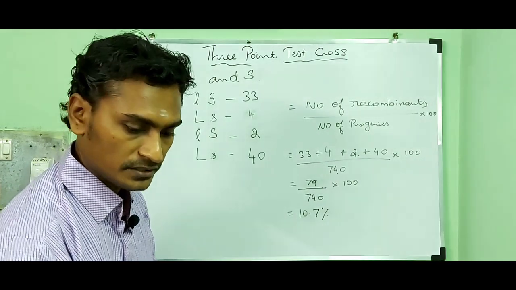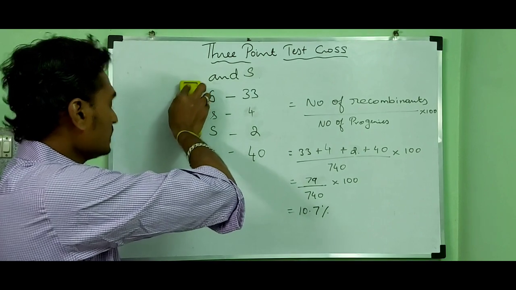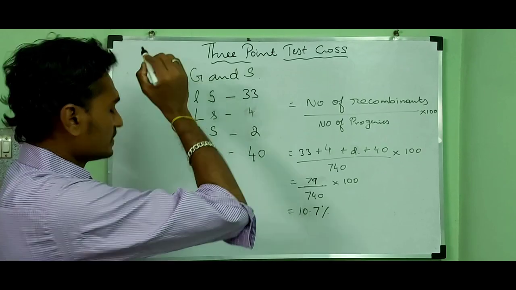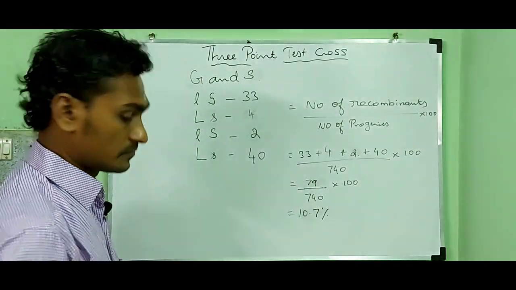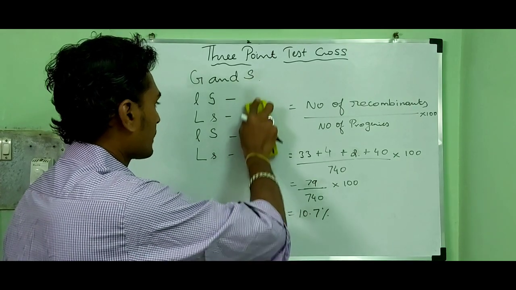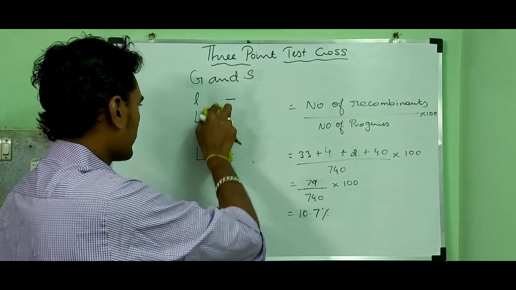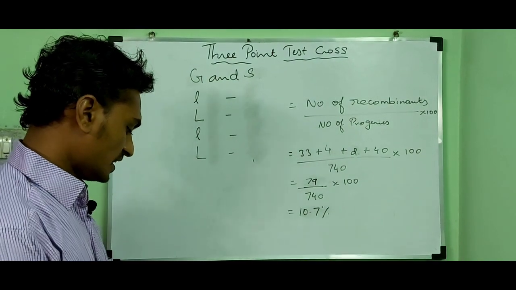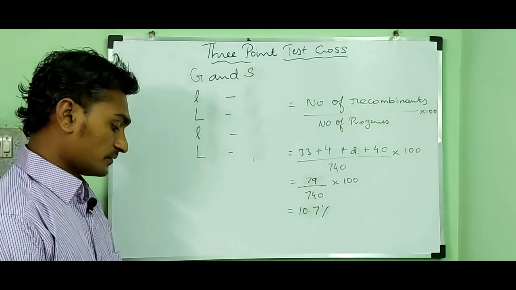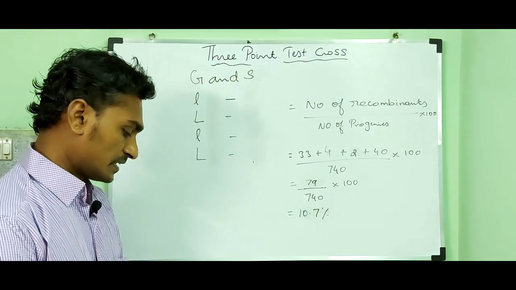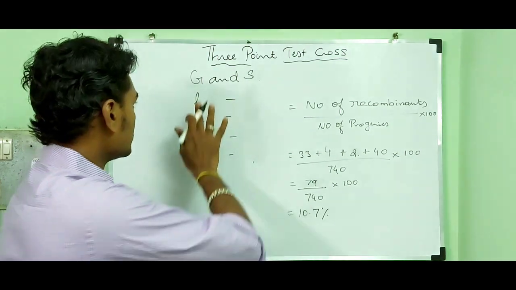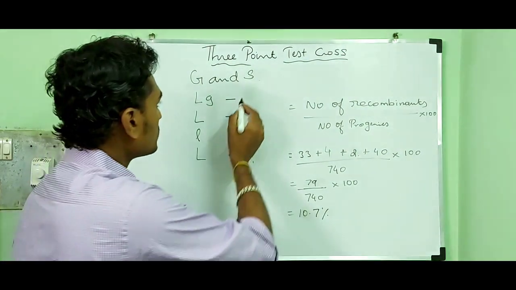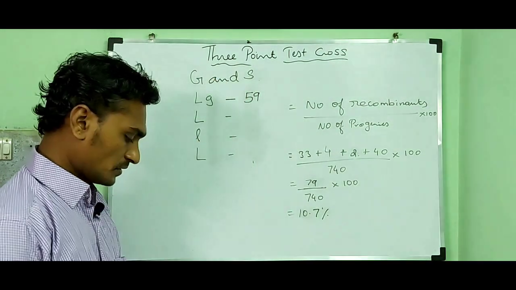Then the last one. I am going to calculate the recombination frequency between the alleles G and S. For G and S, the phenotype of the recombinant is glossy, capital L, small g, and the recombinant number is about 59.